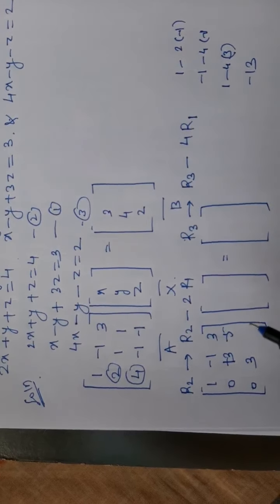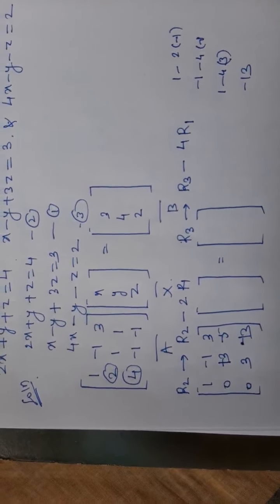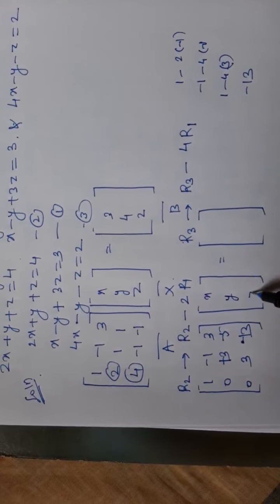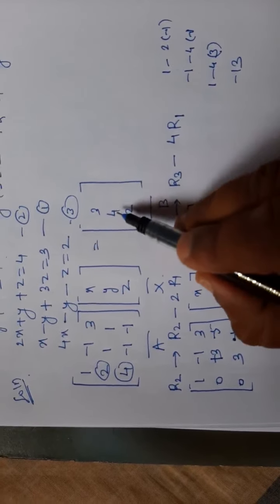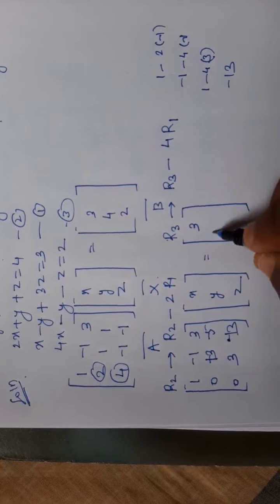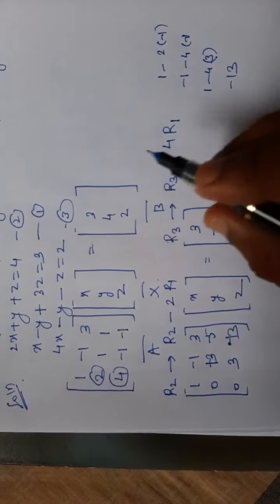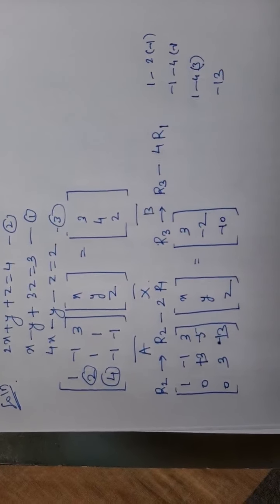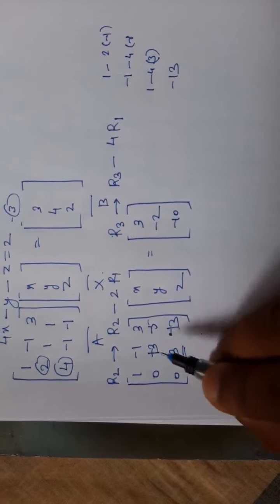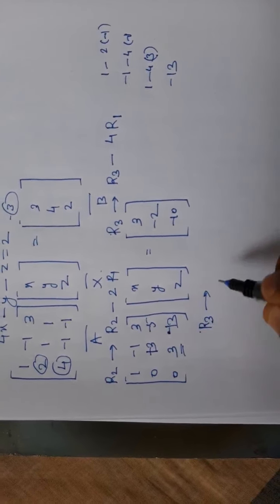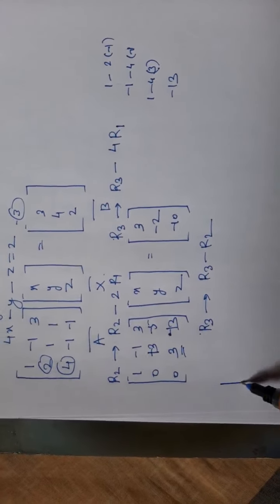So R3 minus 4 R1 becomes minus 13. I will write this column matrix as it is. So 3, 4 minus 6 becomes minus 2. 2 minus 12 becomes minus 10. Now I will make this element 0 by using the second row. So R3 is equal to R3 minus R2.